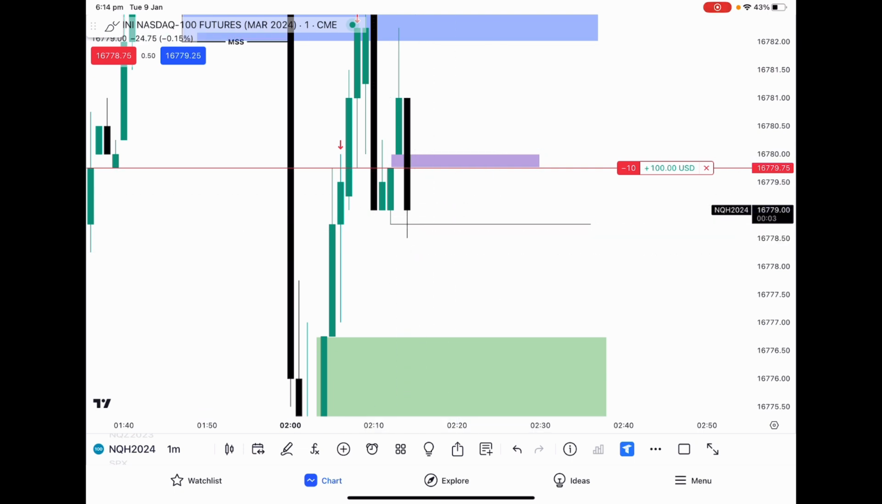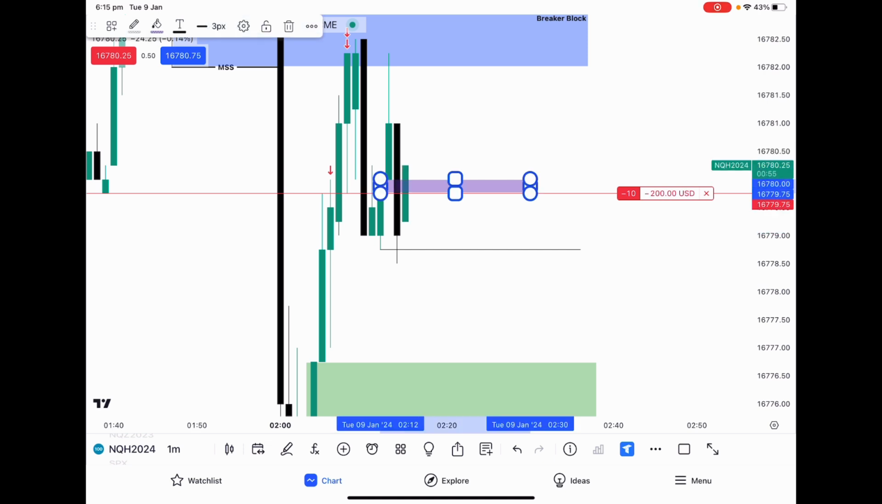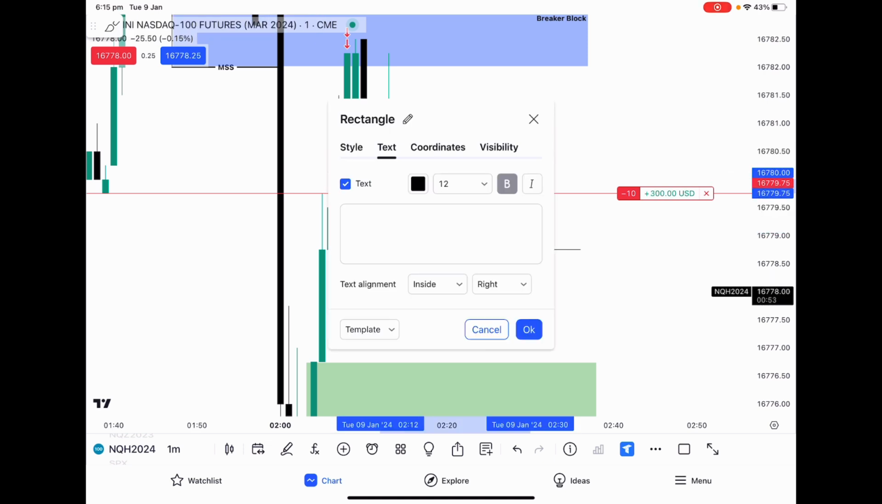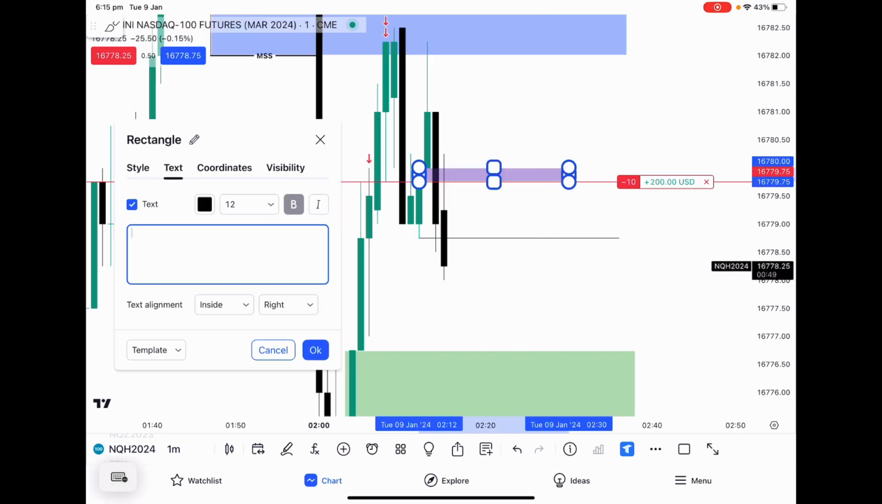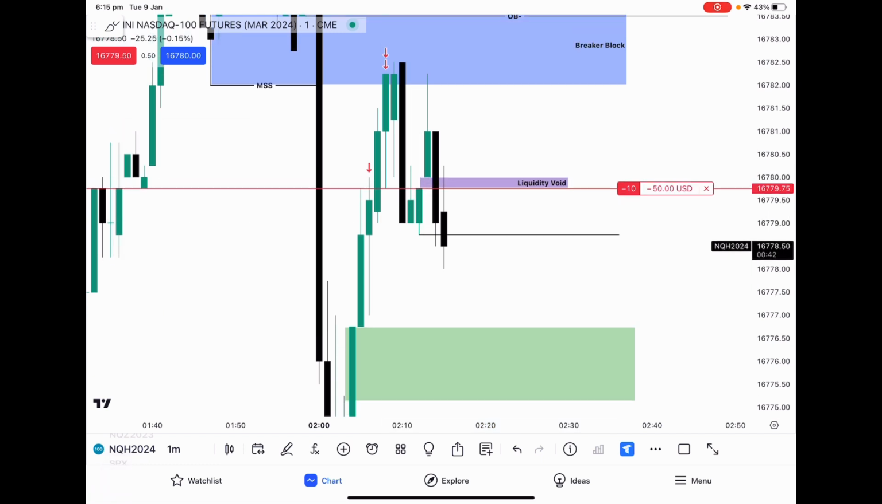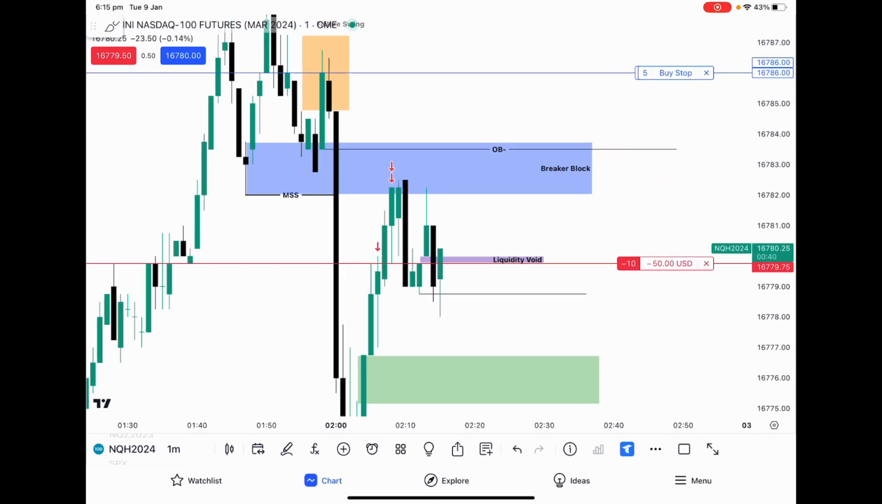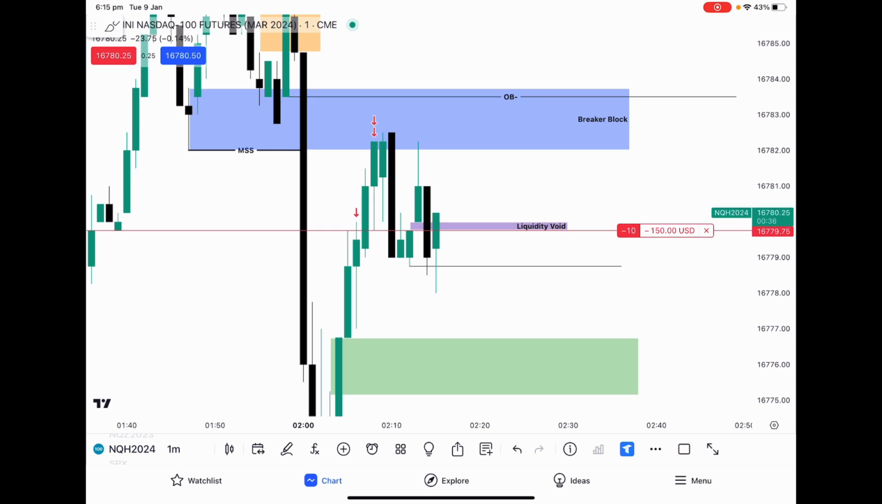A couple of people have asked me about market structure shifts. Do they have to have bodies closing below? Not technically, right? But bodies indicate stronger price action. So this here is a liquidity void. I'm just going to label it liquidity void, because notice how there's no trading in that zone, right? There's a void in liquidity. So I want price to use that.